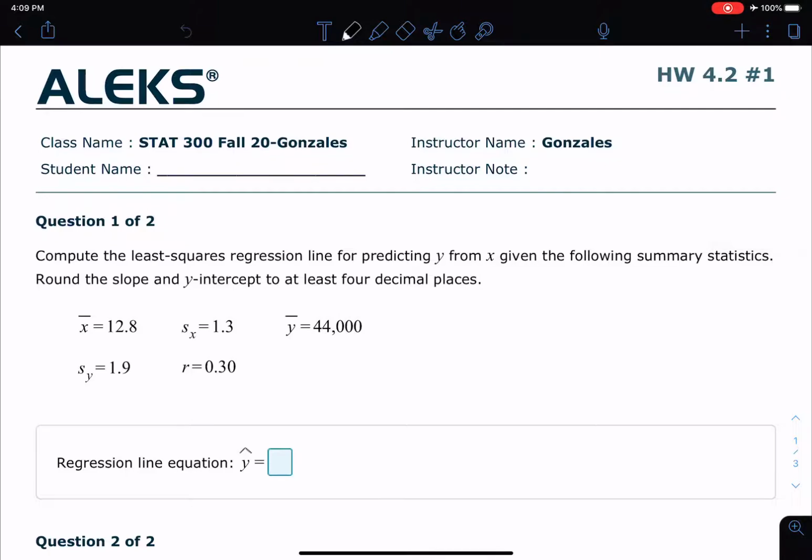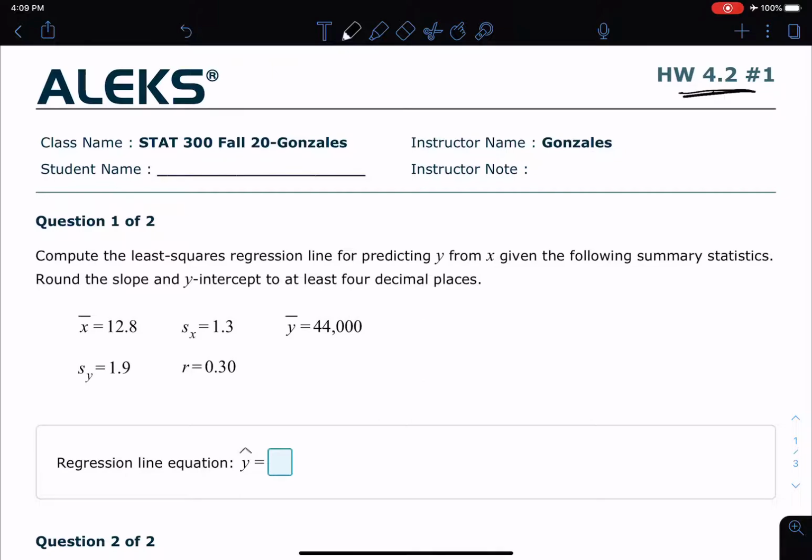HW 4.2 from the assignment side of ALEKS. Here we have just two questions, and I'm going to show you more of 4.1 and 4.2 in the next video that does the adaptive side of ALEKS. These are basically two repetitive, same questions. Given these five pieces of information, x bar, s sub x, y bar, s sub y, and r, can you come up with the least squares regression line?